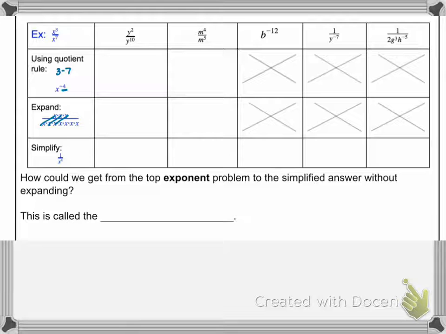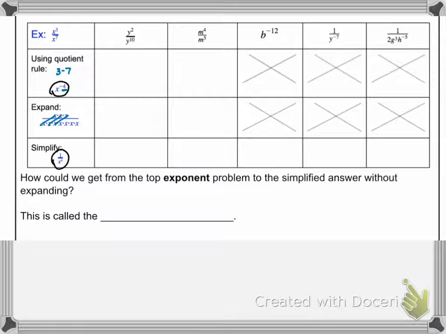I'm left with 4 on the bottom. So what you're going to notice here is that using the quotient rule, x to the negative 4th is equivalent to using expansion, 1 over x to the 4th. So I kind of circled those there. Those two things are equivalent to each other.